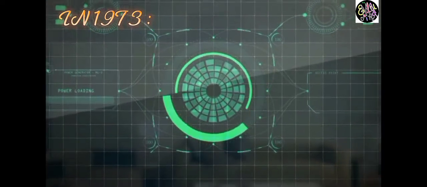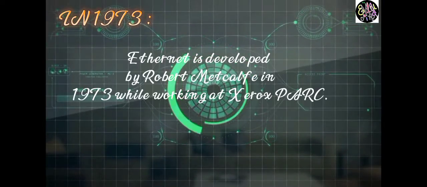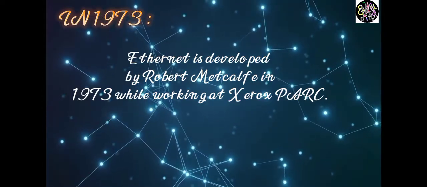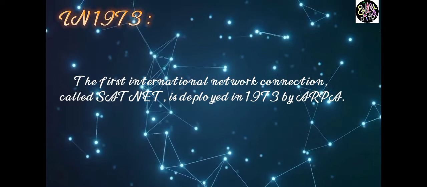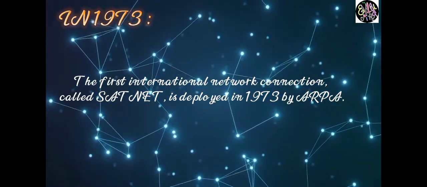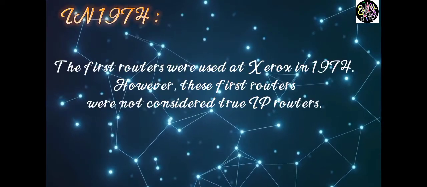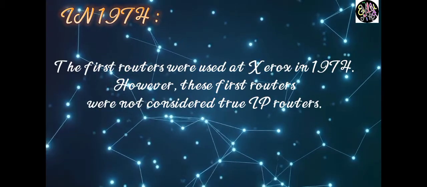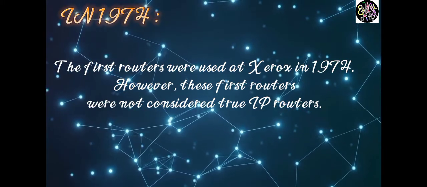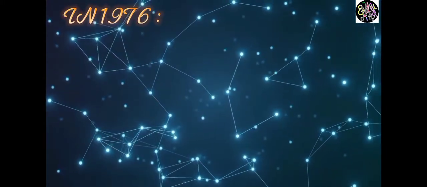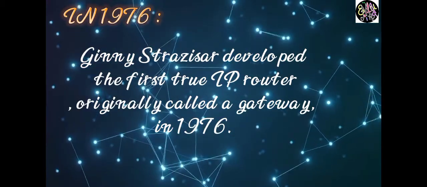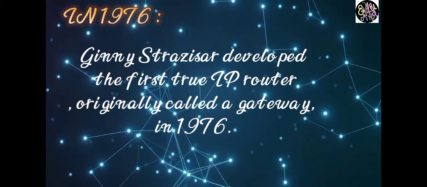In 1973, Ethernet was developed by Robert Metcalfe while working at Xerox PARC. The first international network connection, called SATNET, was deployed in 1973 by ARPA. In 1974, the first routers were used at Xerox. However, these first routers were not considered true IP routers. In 1976, Ginny Strazisar developed the first true IP router, originally called a gateway.